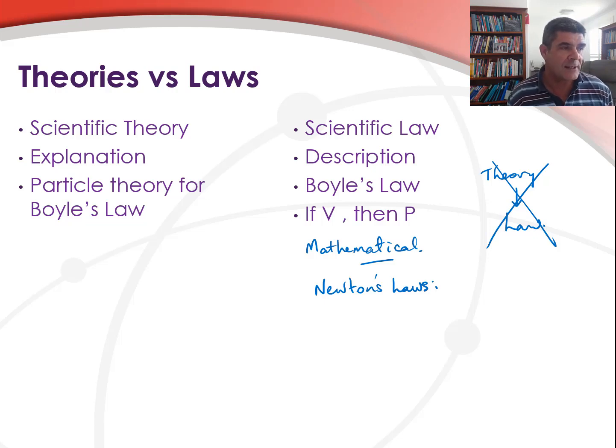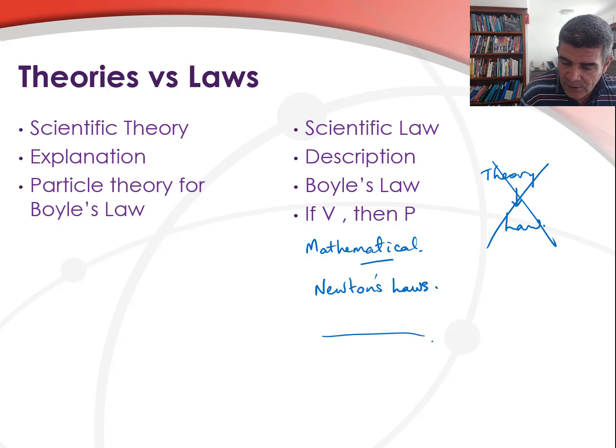Theories, on the other hand, are different. Theories are explanations to try and get to the underlying reasons of why something that you've observed has happened. One really good way to link the whole idea of particle theory and kinetic theory of matter to atoms is to look at something which we call Boyle's law. Now, Boyle's law, being a law, is a mathematical relationship.